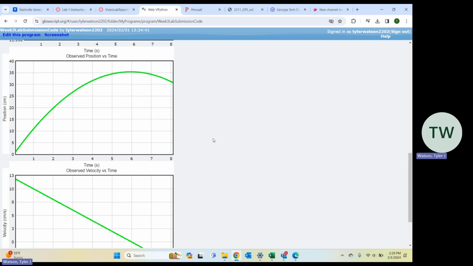But our main conclusion of this experiment was that the air resistance and friction and other forces acting upon the marker, as well as those small variables, were able to show that the marker slows down over time, representing Newton's second law. And this was shown in our graphs as well as our code. But this is what we were able to come up with.